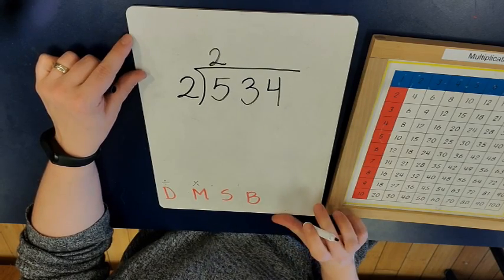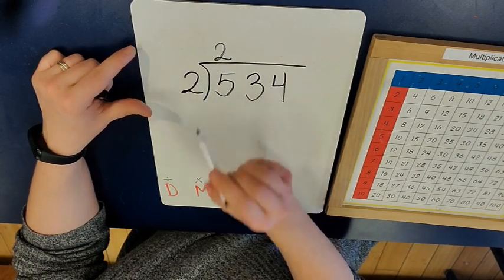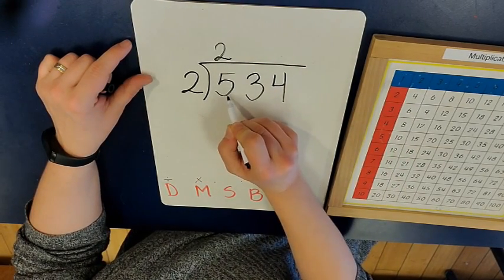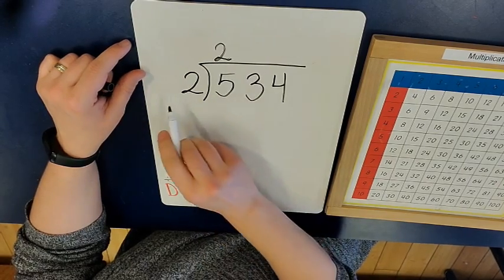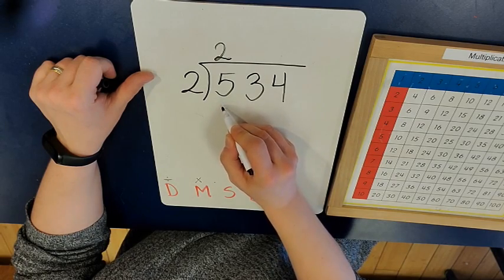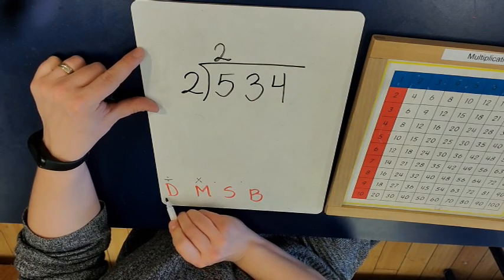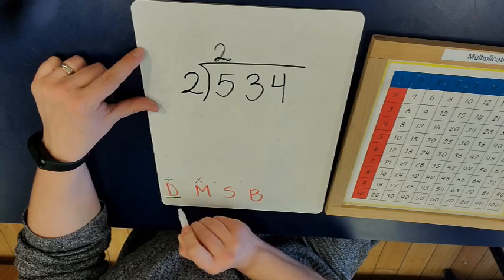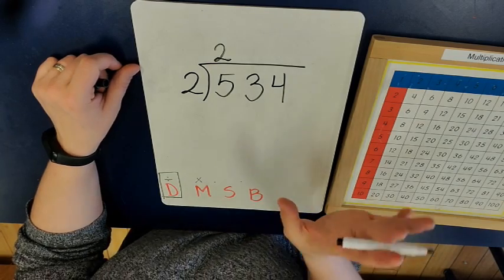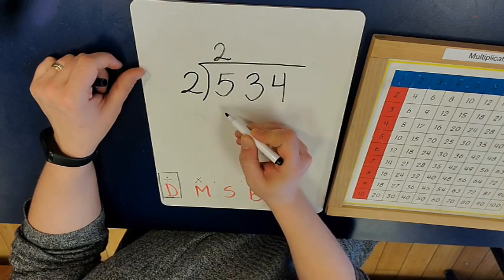Now I want to do my next step, the M: multiply. What do I multiply? 2 times 2. The multiply step tells me how many of my 500s I actually gave out to my 2. So 2 times 2, and I'm going to record all of my work here. Only my quotient goes up here. The only thing that goes up top is the divide step, and the remainder, if there is one. So 2 times 2 equals 4.